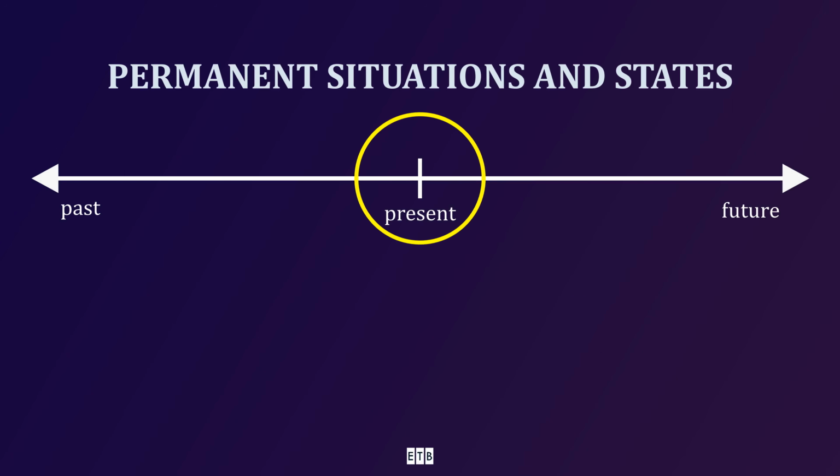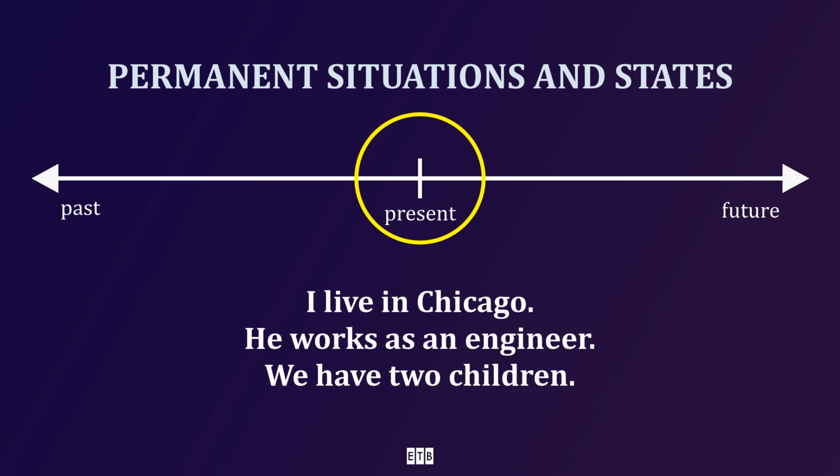Permanent situations and states. This covers things like where we live, what we do for work, or long-term facts about our lives. For example, I live in Chicago. He works as an engineer. We have 2 children.